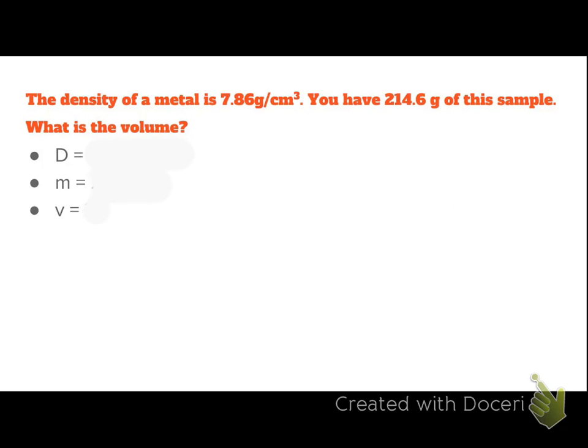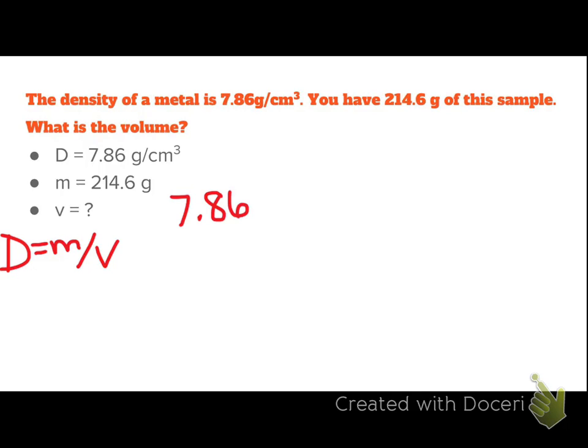My next one, I'm going to be solving for the volume, as indicated in my problem. The density of a metal is 7.86 grams per centimeter cubed. You have 214.6 grams of this sample. What is the volume? Running through our variables, our density is 7.86 grams per centimeter cubed, and my mass is 214.6 grams, which means my volume is unknown. So once again, D equals M over V. Just plug those right into the equation: 7.86 grams per centimeter cubed equals 214.6 grams over X.